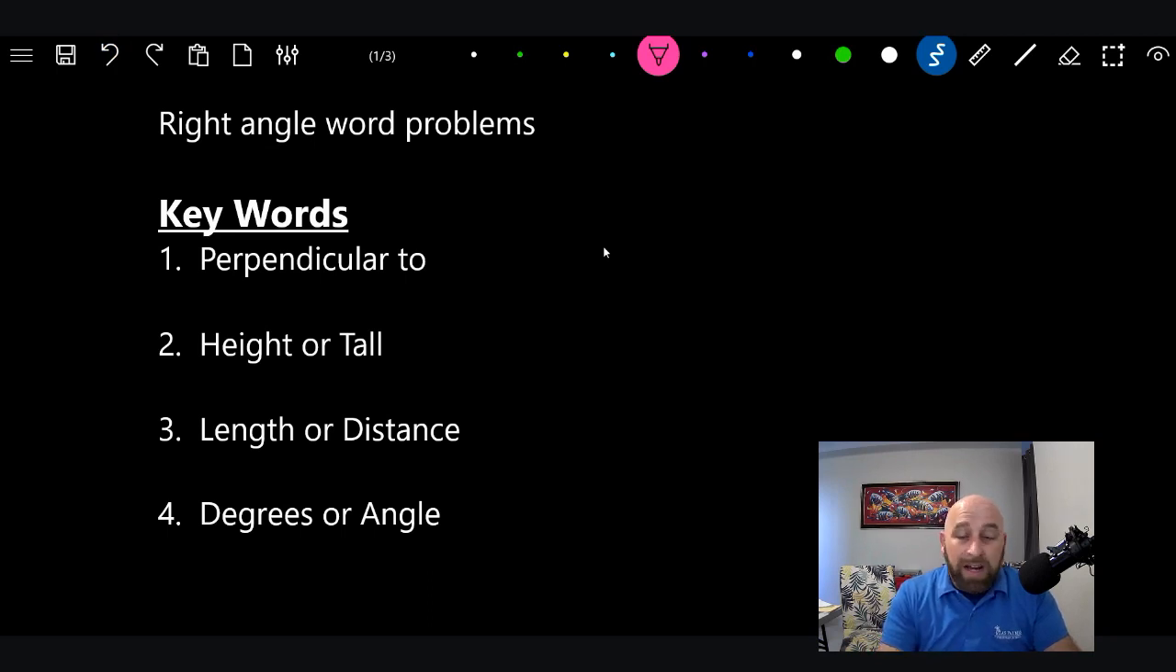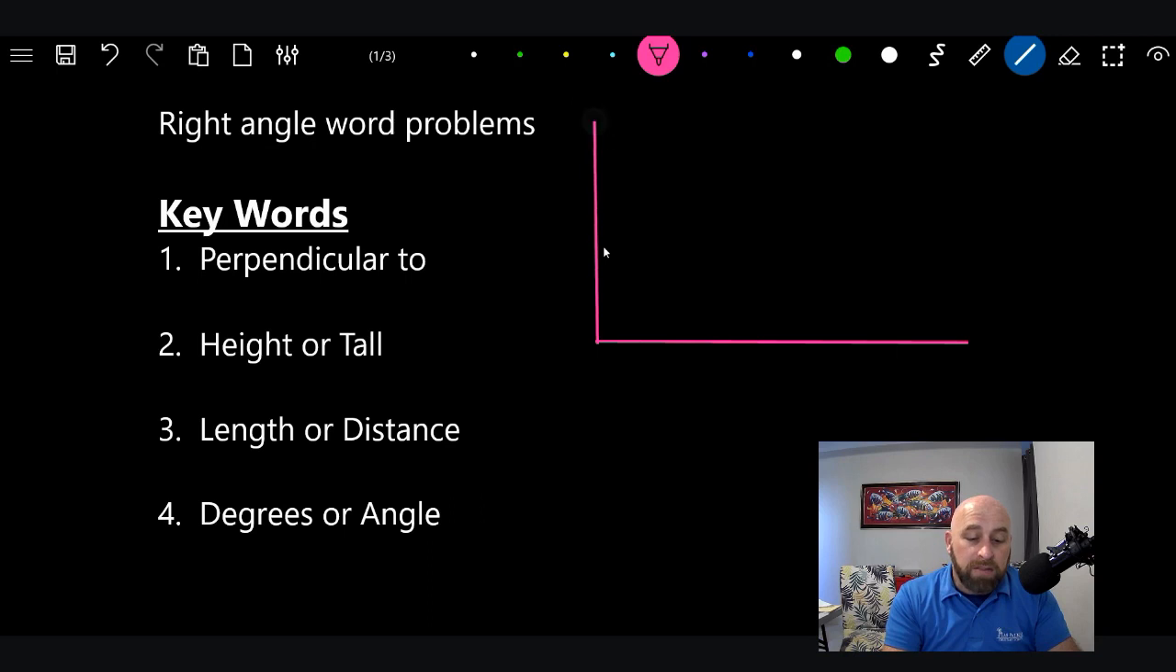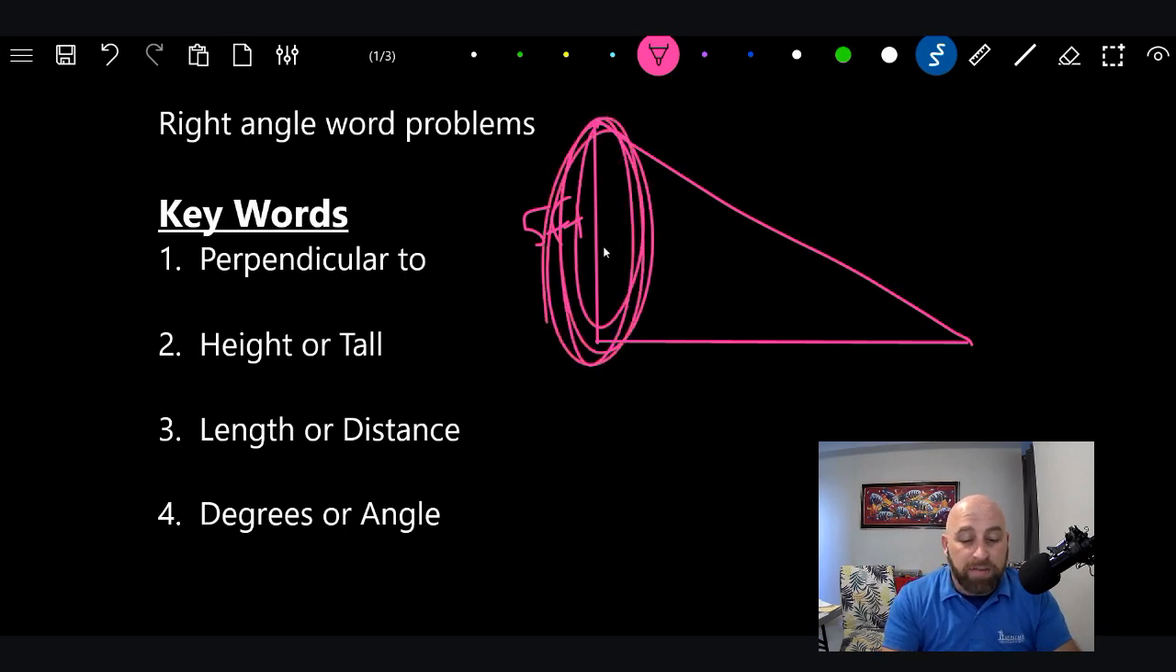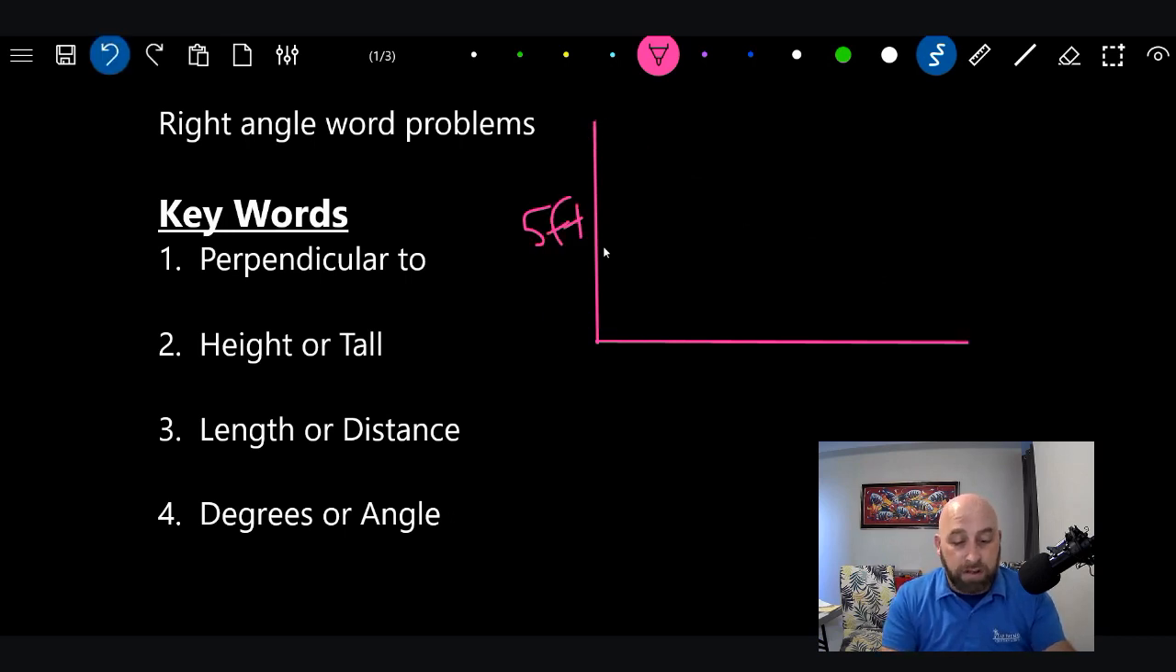Number 2, height or tall. When you see the word height, here's what that means. Okay, so here's the ground. And if something is 5 feet tall, that means that it's 5 feet from the ground. And so you could write 5 feet right here. Well, look, at the top of that to the ground, you end up with a right triangle again. So this would be the height of something or how tall something is. So be watching for those keywords.